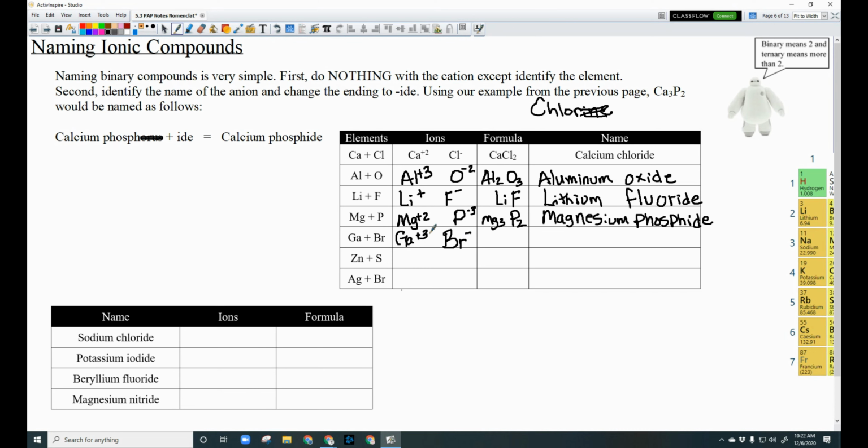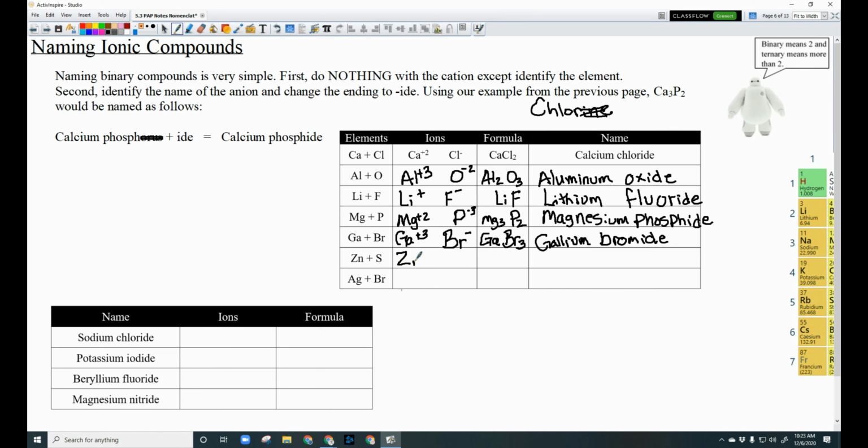All right, so this doesn't cancel out and equal 0, so we have to swap and drop. So we're going to have a Ga1, but we're not going to write the 1, Br3. Okay, naming it, it's going to be gallium, bromine, bromide. So gallium bromide.